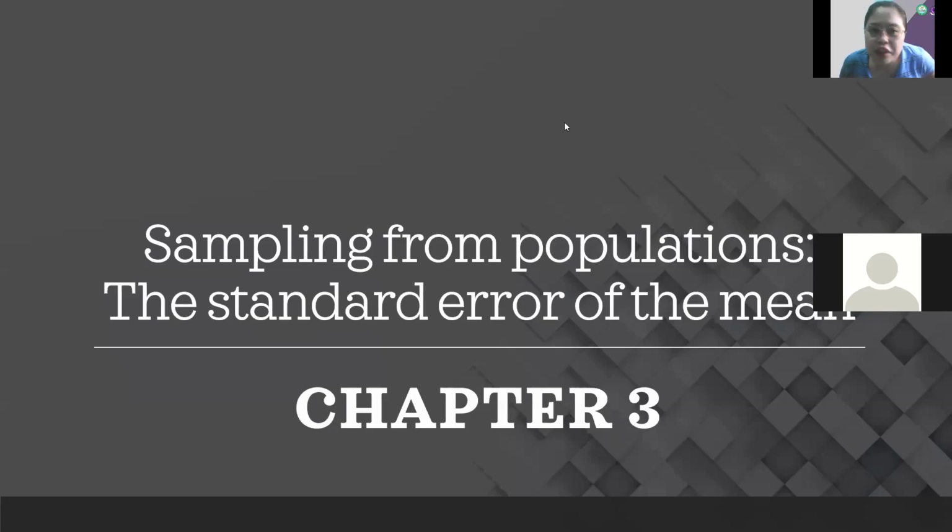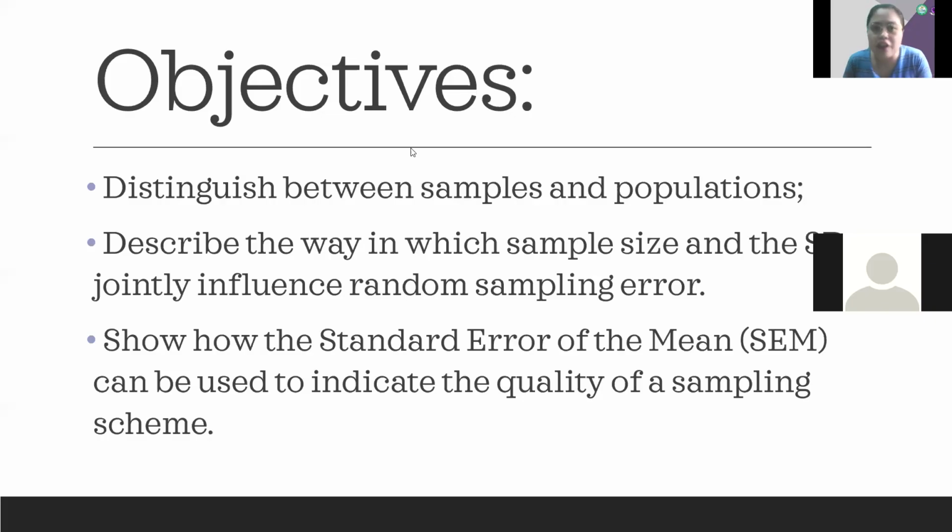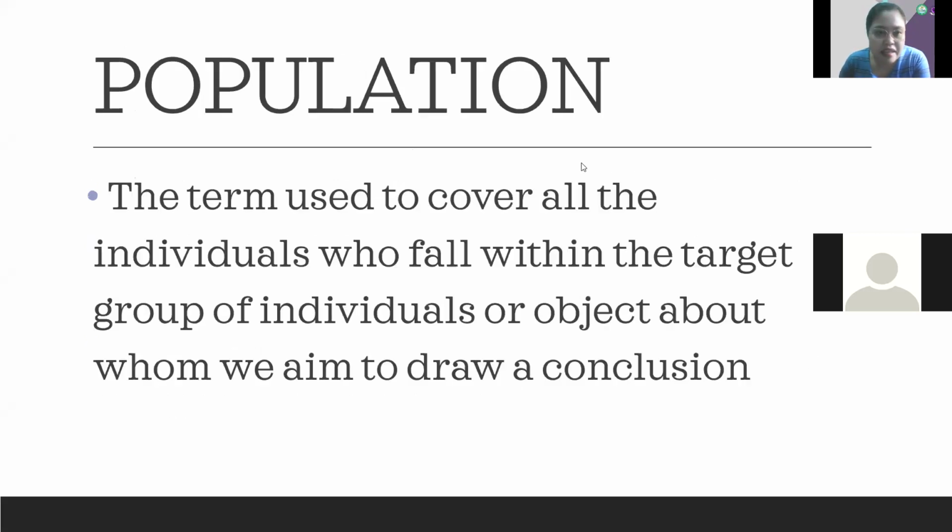Let's start. So for chapter 3, this is entitled Sampling from Populations, the Standard Error of the Mean. Again, sampling from populations, the standard error of the mean. For this chapter, we are all expected to distinguish between samples and population, and then describe the way in which sample size and the standard deviation jointly influence random sampling error, and show how the standard error of the mean, or SEM, can be used to indicate the quality of a sampling scheme.